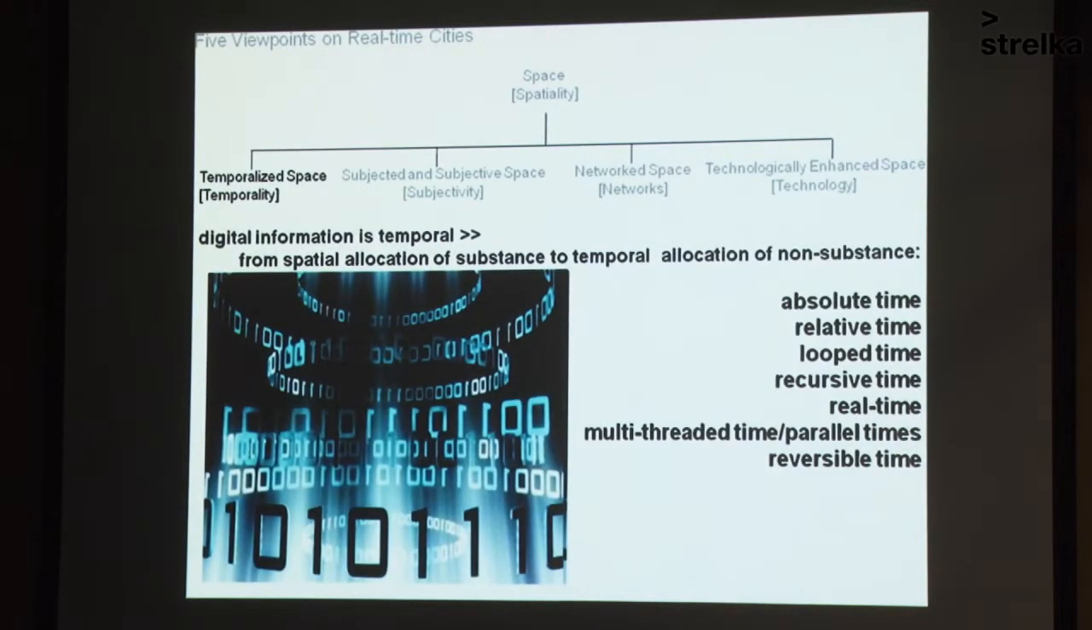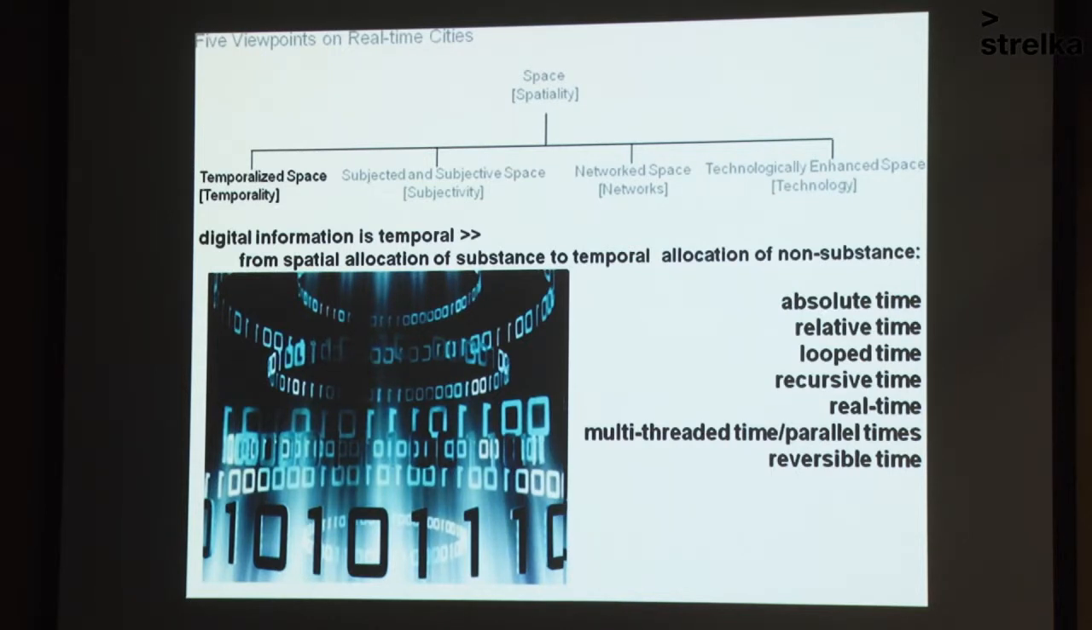The physical space is augmented with a layer of digital information that is temporal by nature because it is a pattern of zeros and ones, creating a rhythm of absence and presence. In this case, the focus of design is partially shifted from the spatial allocation of substance or materials to the temporal allocation of non-substance, or basically information, where the space is enveloped in different temporalities.